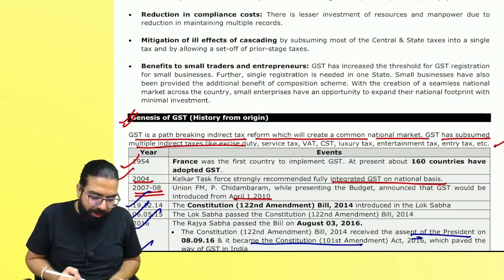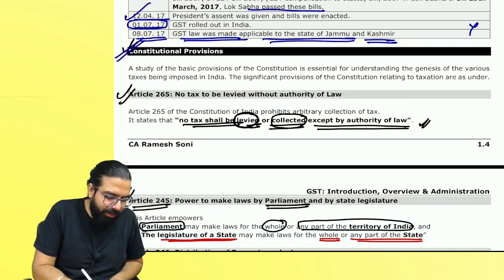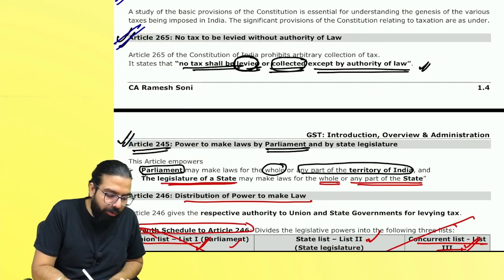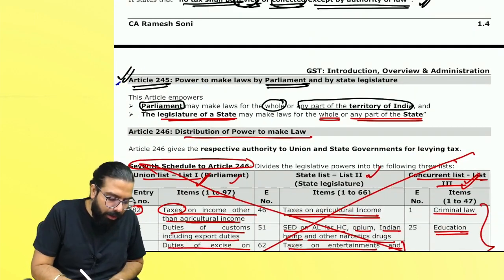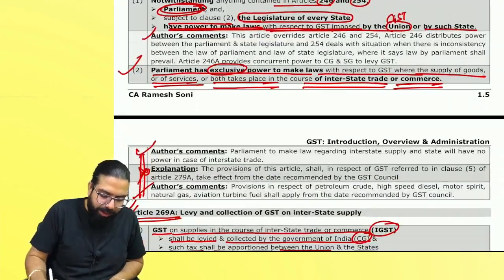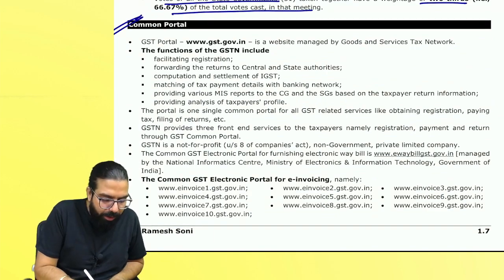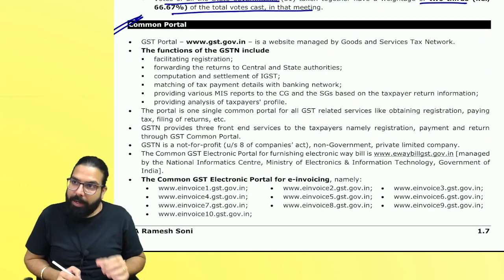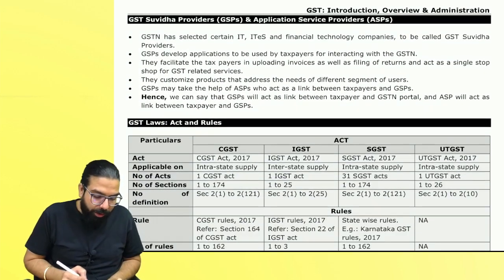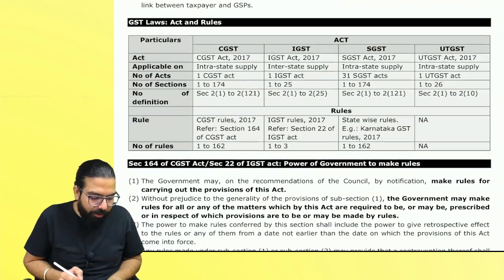Now, benefits of GST. Did you learn, everyone? Genesis. Genesis means the history. History is history only. Article number 265. We learned article number 245, 246. These two, anyways, I have gone ahead and taught it. GST Council we learned. Everyone, did we learn about the common portal? Did I tell you about the common portal? Chalo. Did I tell you about GSPs and ASPs? Yes, sir, you told us about it.